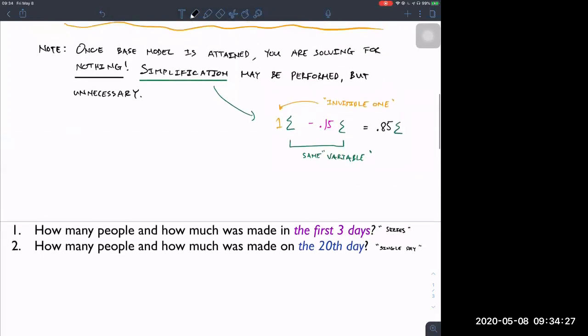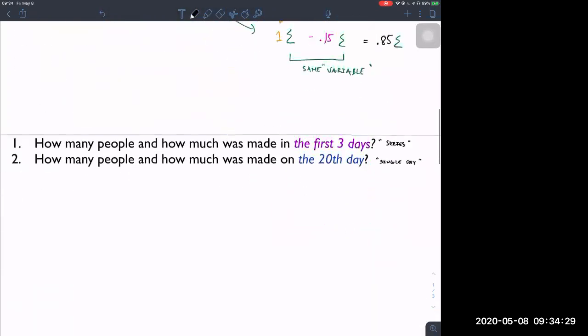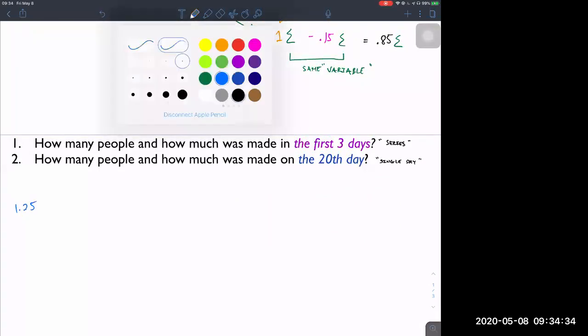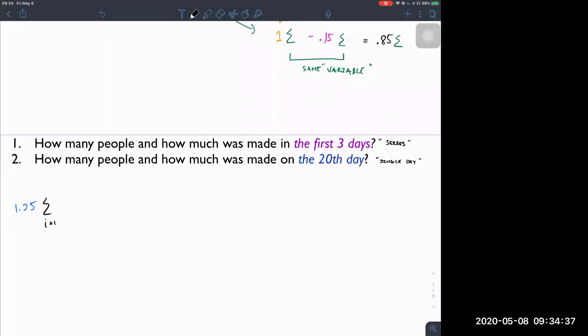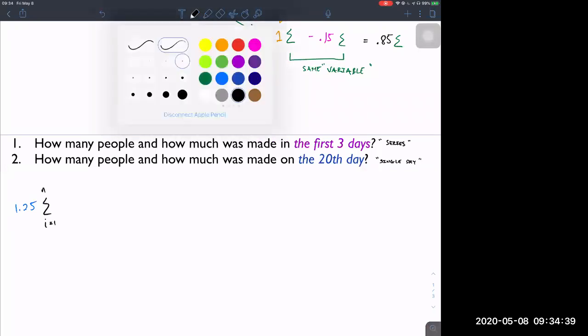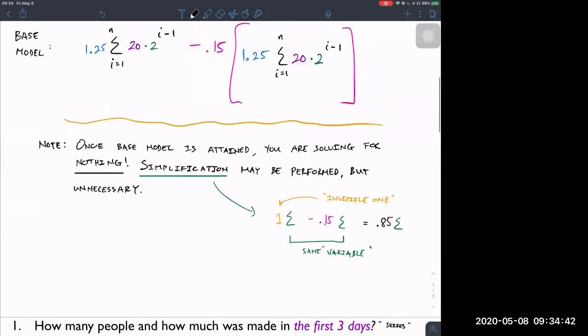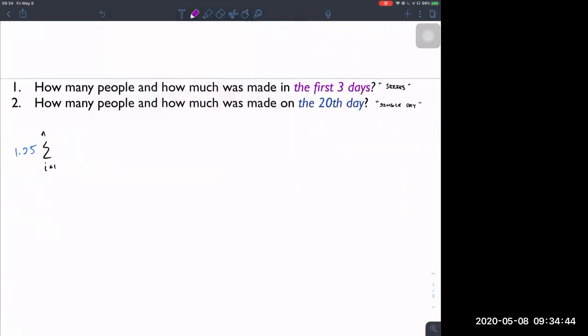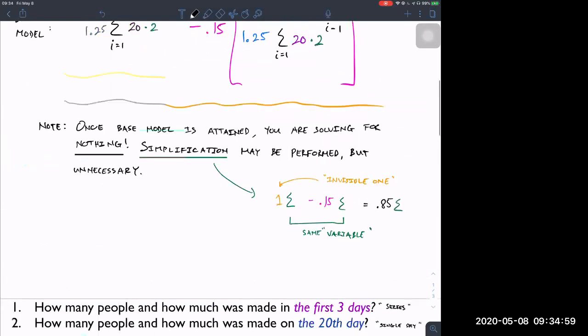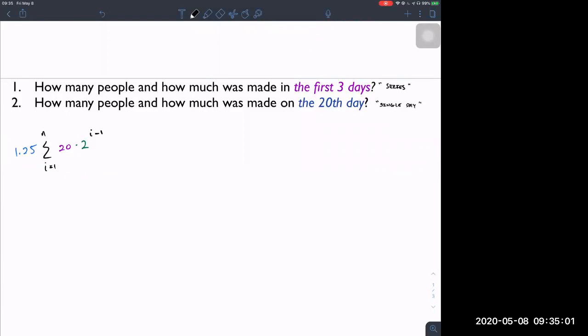And then remember, just in case, the summation, I'll write it down here again. It was 1.25 summation i equals 1 to n, purple 20 times 2 to the i minus 1. Okay, and when you see these types of questions within a modeling problem, it doesn't invoke or use the entire base model, right? These types of questions pertain only to the summation.